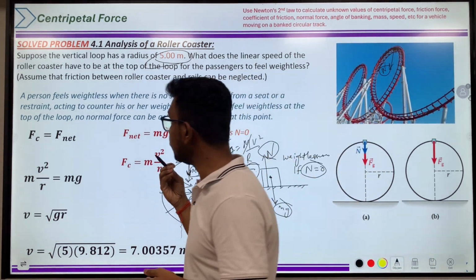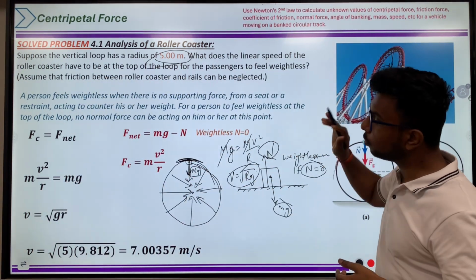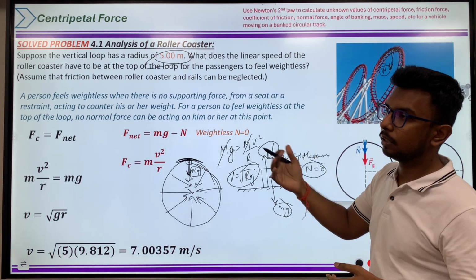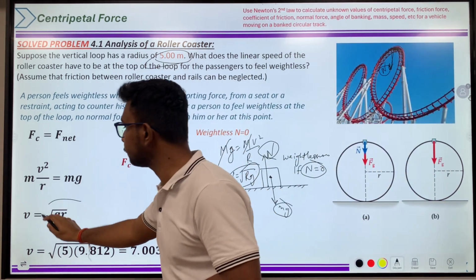That will be the speed at this particular point where mg itself will be able to provide the centripetal force and we will feel 0 weight. So it is root gr.